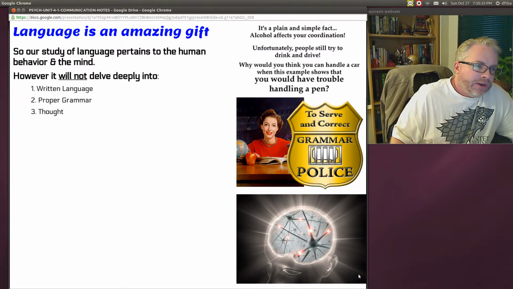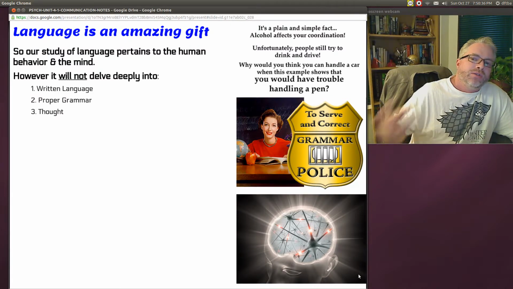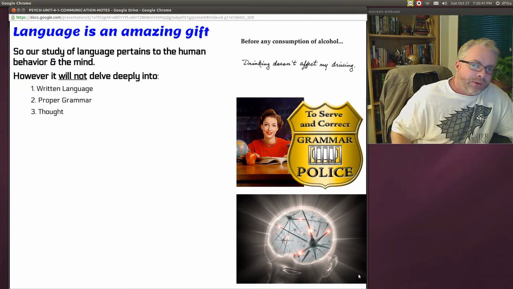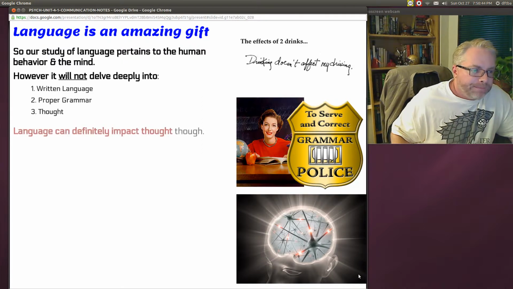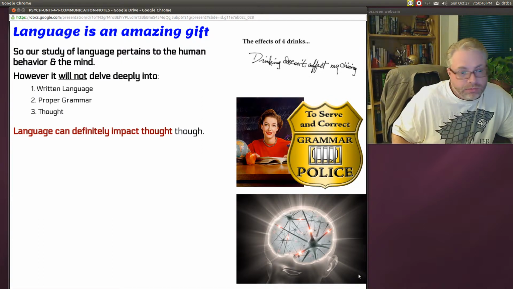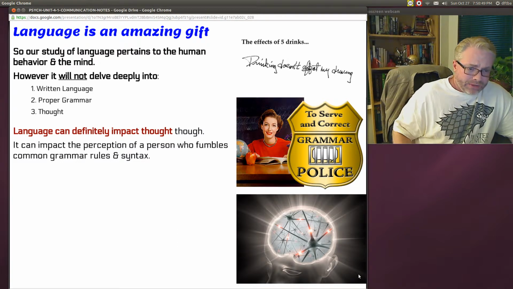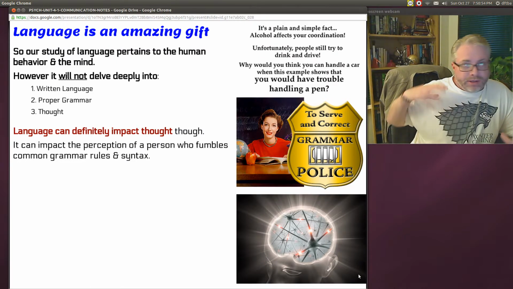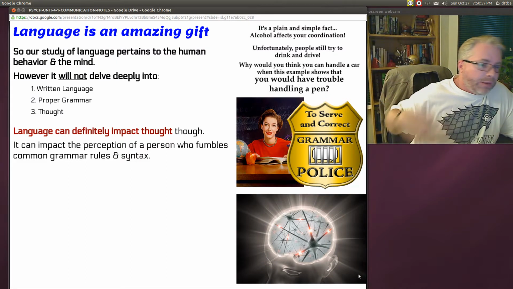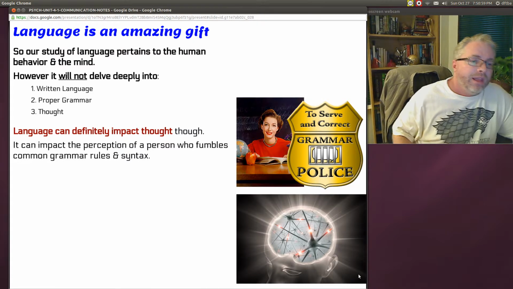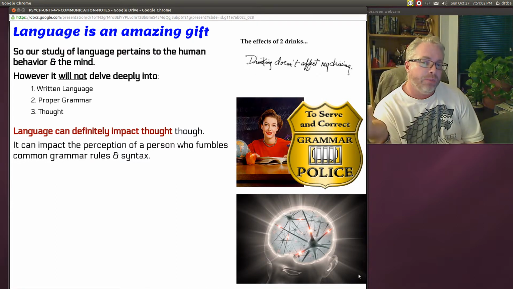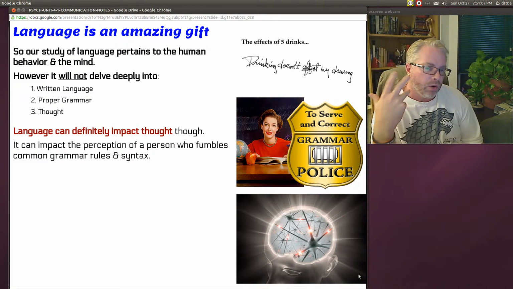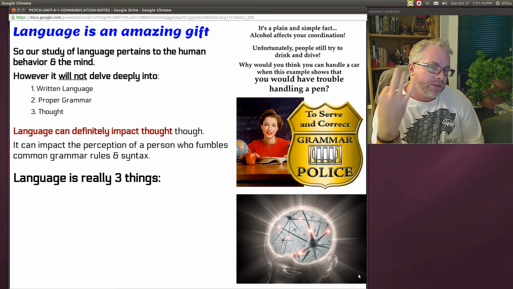We are not going to delve too deeply into thought because that's what we've already done as we looked at cognition. What we're going to do is specify language and look at that here today. Language can definitely impact thought, though, and it can impact the perceptions of a person who fumbles. As you're looking at someone fumbling with syntax or grammar or rules and not speaking very well, you can have a negative viewpoint of them, or maybe a positive one if they're speaking your type of colloquial or local language.